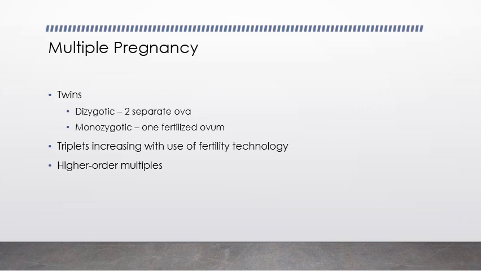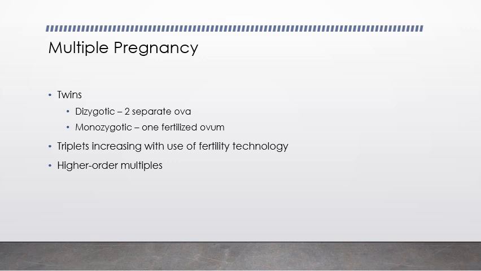Multiple pregnancy happens in a couple of ways. So think about that fertilized ovum. It should turn into one fetus. But every once in a while, that fertilized ovum will completely split in half and result in monozygotic twins. These twins have the exact same DNA. Sometimes two separate ova are released from the ovaries, and both of them are fertilized.